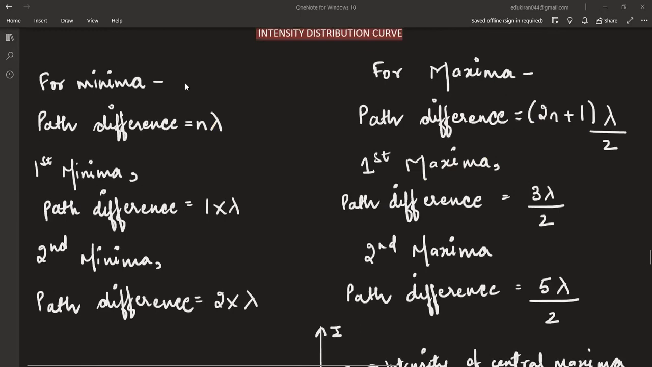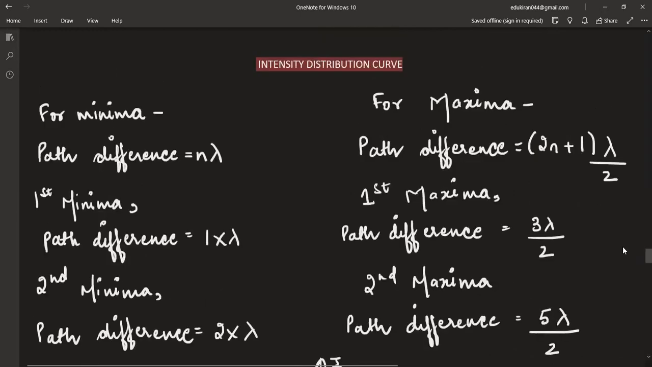Now see, we had seen the intensity distribution curve for interference. This is the intensity distribution curve for diffraction. It's very easy. This intensity distribution curve is easier than the interference one. You know path difference is n lambda. For first it will be lambda, second it will be 2 lambda, 3 lambda, 4 lambda for minima. For maxima, all the odd numbers will come because of this 2n plus 1. So 3 lambda by 2, 5 lambda by 2, 7 lambda by 2, 9 lambda by 2, like this.